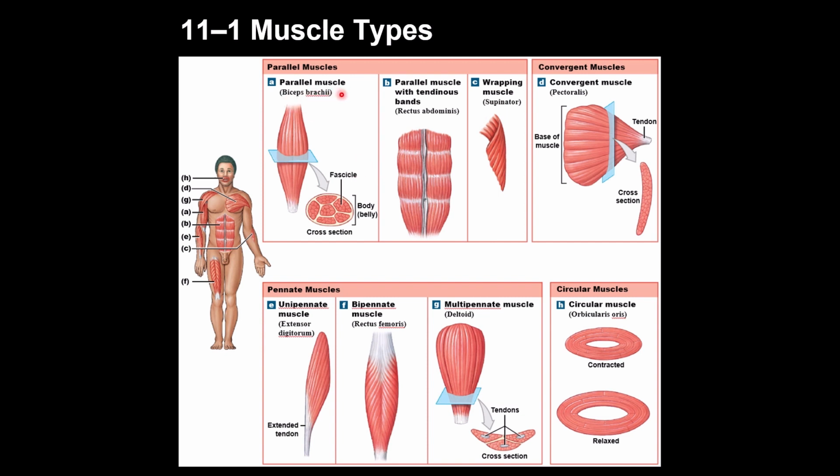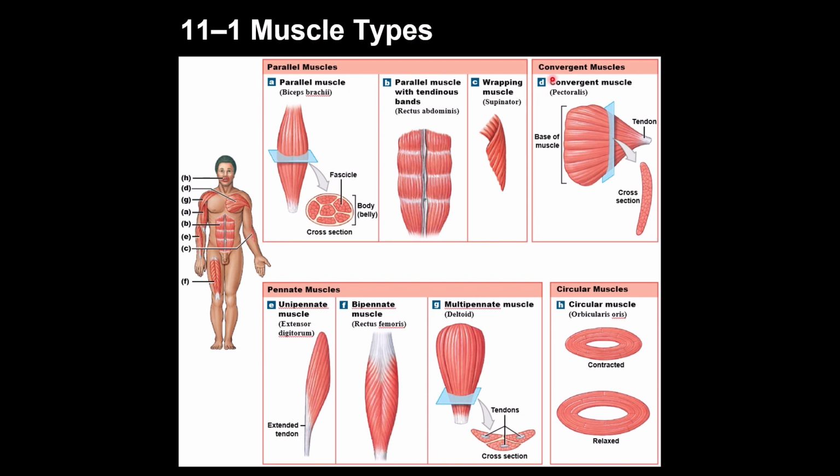So there are different types. One is called just the general parallel muscle. An example of that is the biceps muscle in the arm. Another one is called parallel muscles with tendinous bands, where the muscle fibers attach to these tendons. An example of that is the rectus abdominis in the abdomen. And the other one is the wrapping muscle, and this muscle is located in the forearm area.